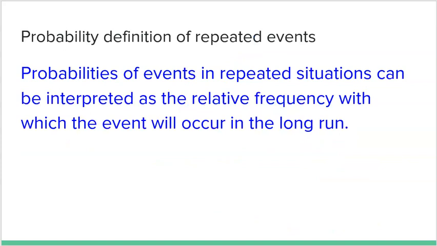All right, last thing I want to leave you with here before we start looking at some examples is that probability, the definition, is really about repeated events, right? Make sure you really understand that probability is not about the short run. The probabilities of events in repeated situations can be interpreted as the relative frequency with which the event will occur in the long run. So just because we see something happen a couple times in a row doesn't mean that it's going to keep happening in a row, right? Probability is not about the short run. It's all about the long run.